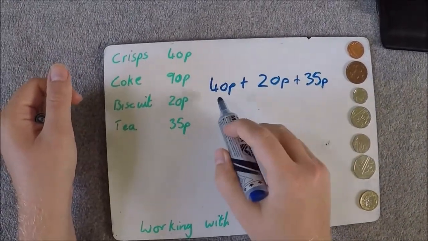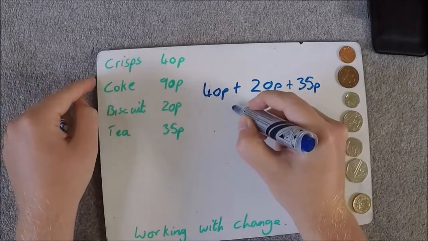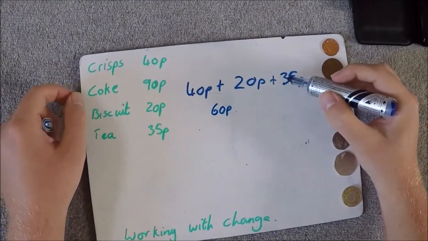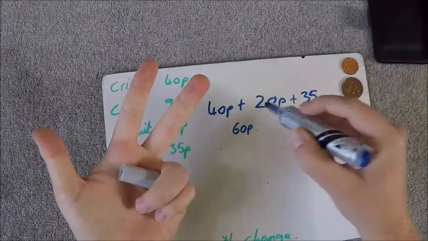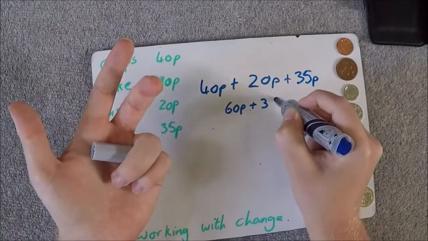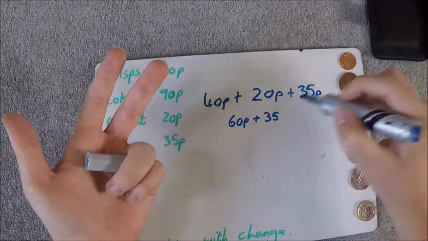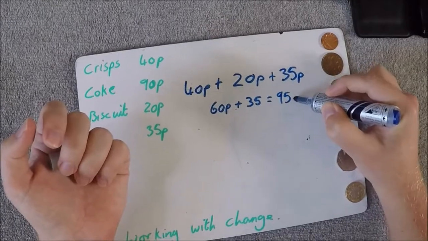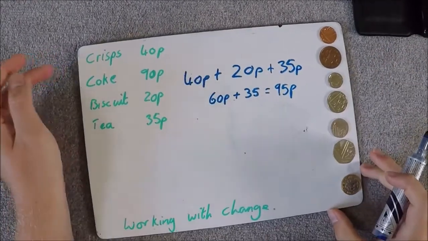Okay, I'm going to count in tens first of all. So 40 plus 20 is going to be 60p. 60 plus 35 is going to be 60, 70, 80, 90, plus that 5 equals 95p. Okay, so we've got that there.